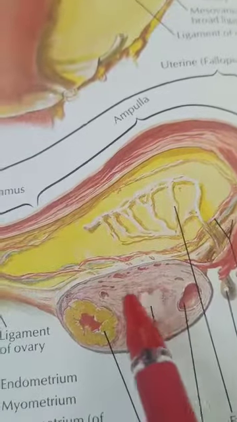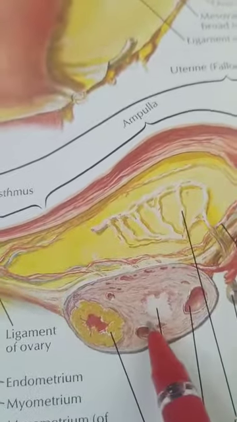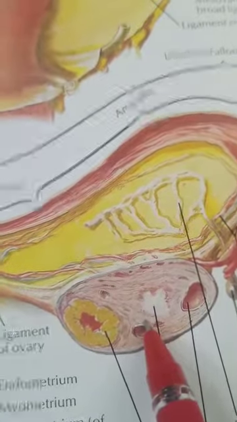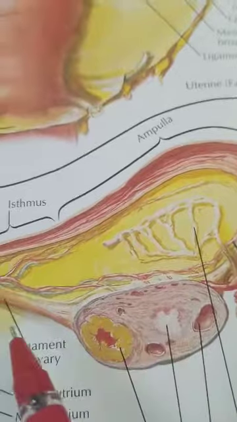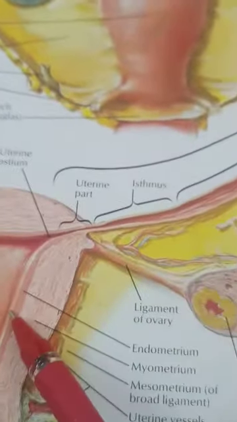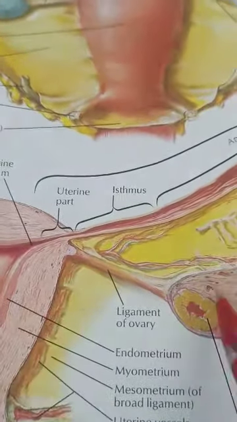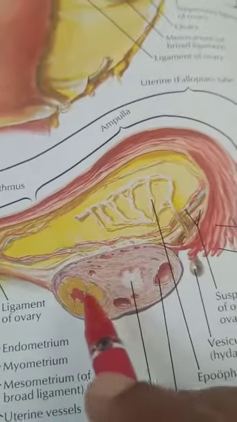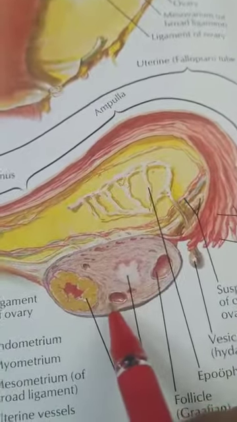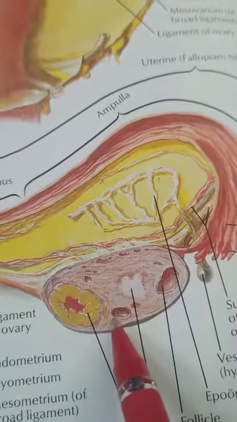So PCOD is one applied aspect of the ovary, and sometimes we can see endometrium. Endometrium is usually part of our uterus, but some endometrial tissue can be seen inside the ovary, seen as a chocolate or brown colored cyst in the ovary, and that is known as chocolate cyst.